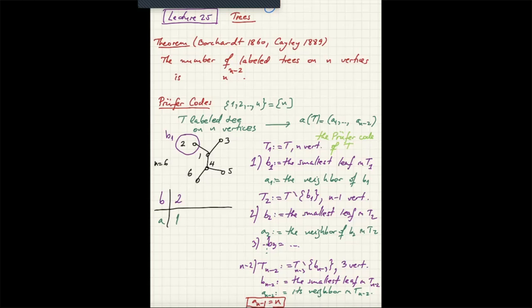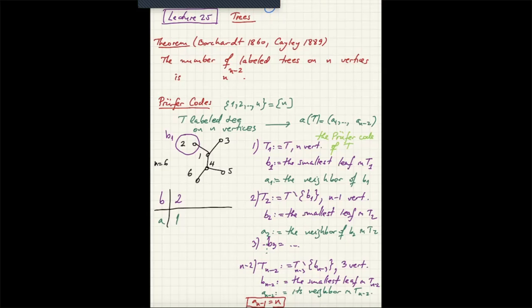Okay. Now in the next step, we delete this leaf. So this is the first step. Second step, T2 will denote T without the leaf B1, and is a tree on n minus 1 vertices. So that's an important property here. When you delete a leaf from a tree, you get another tree. And we repeat the procedure.